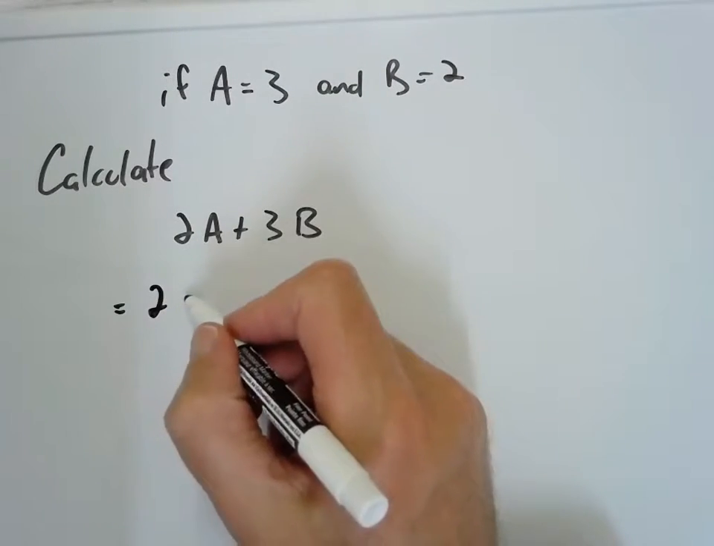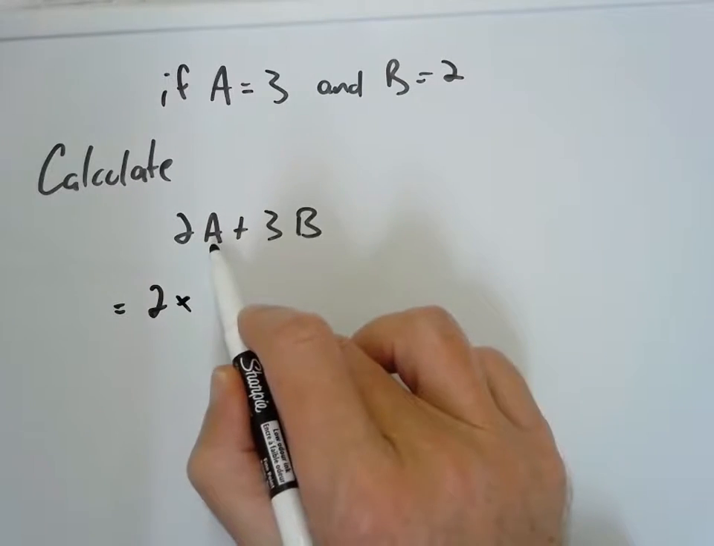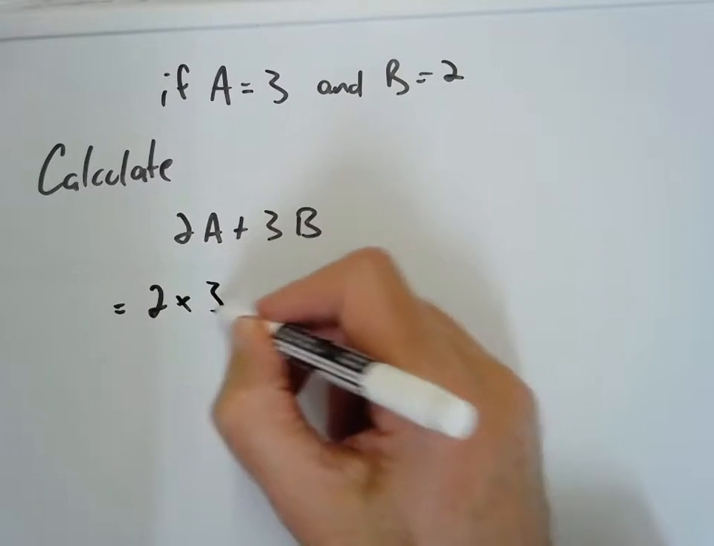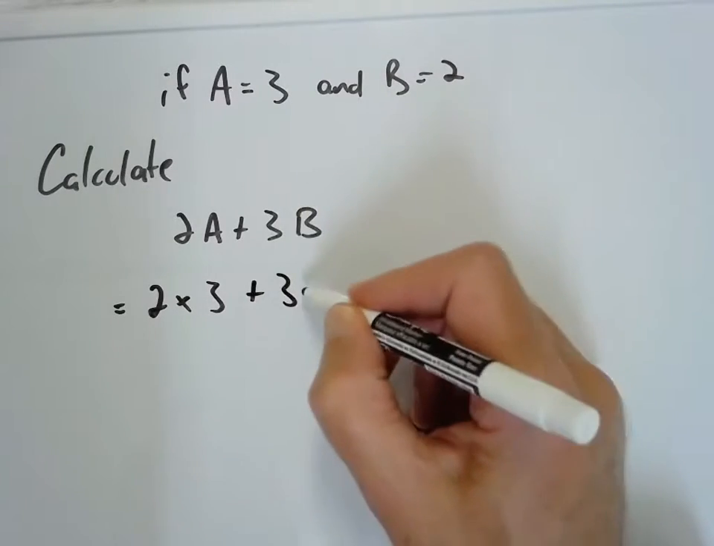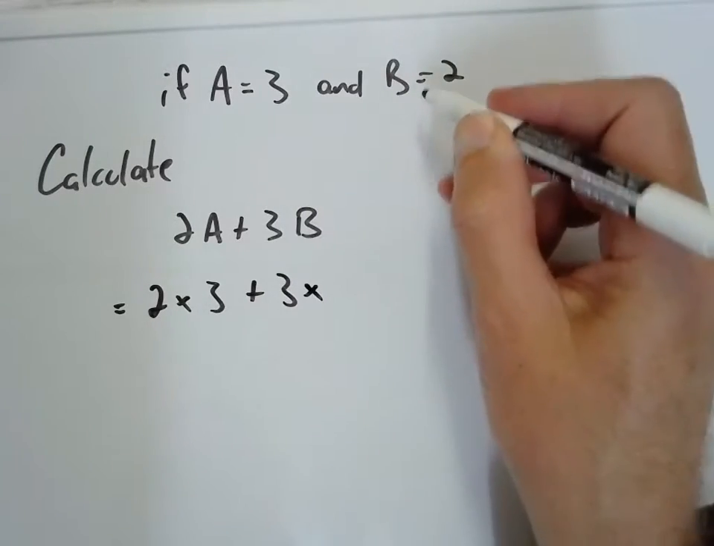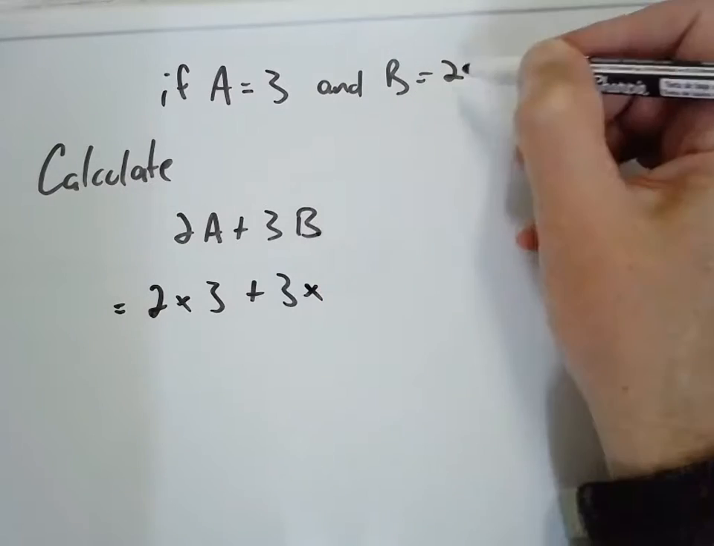Between the 2 and the a is a multiply, so 2a is 2 times a, and a is 3. Then we have a plus, then we have a 3. Between the 3 and the b is a times, and b is 2. We're going to substitute this b for what b equals.